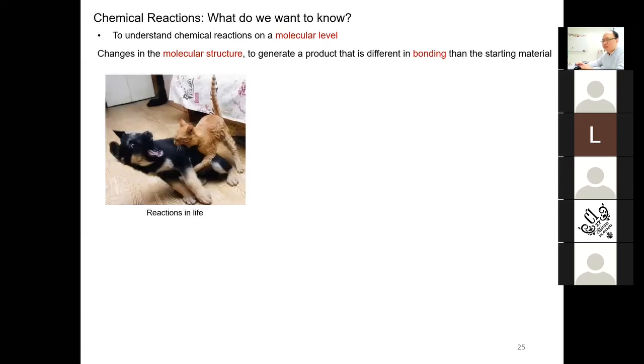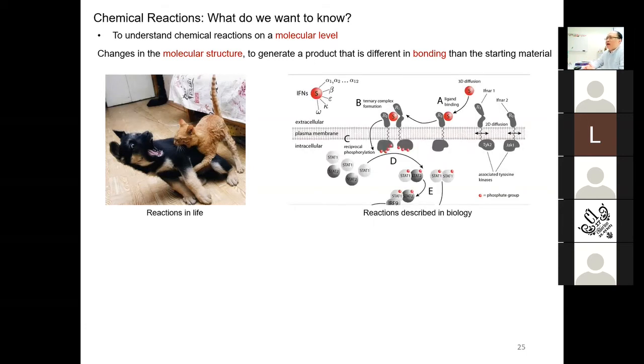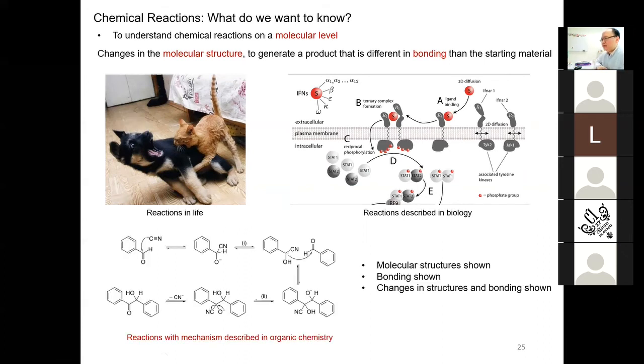In real life, we have reactions, right? For example, this adorable picture shows reactions in life. A cat bites a dog, the dog is scared, and we describe it as a reaction: the dog reacts. And we have reactions described in biology, which I'm not quite good at. We have different proteins, maybe a membrane, whatever. But what we want to know is reactions at the molecular level. This part is what we are going to focus on here.